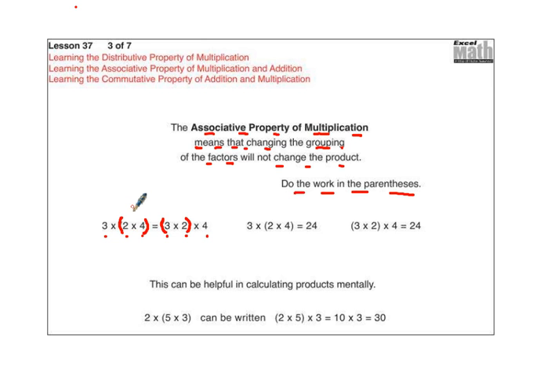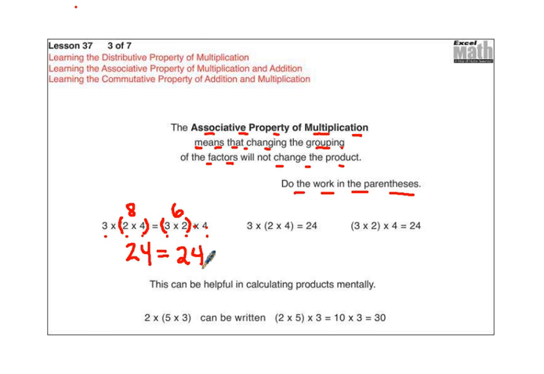2 times 4 is equal to 8. Everybody take your pencil and write an 8 right there above that number. 3 times 2 is 6. All right, so 3 times 8 now, everybody write a 24 down here. And then this is 6 times 4, which is also equal to 24.